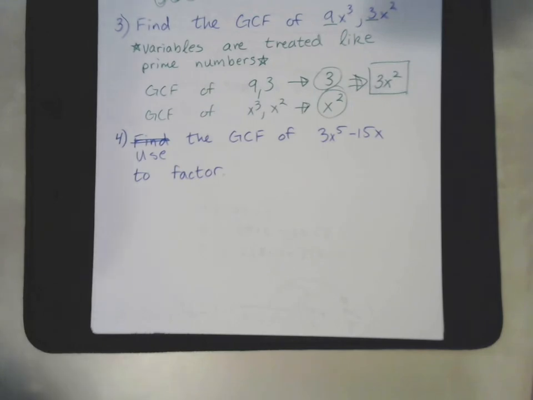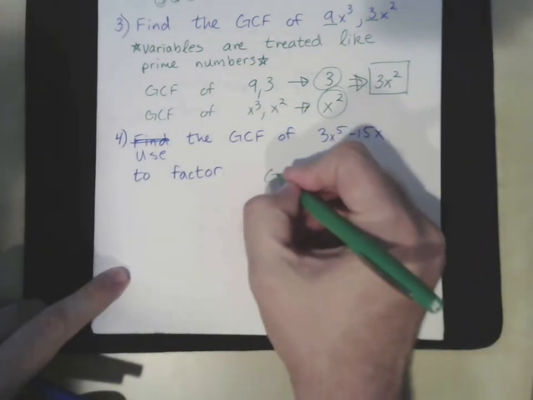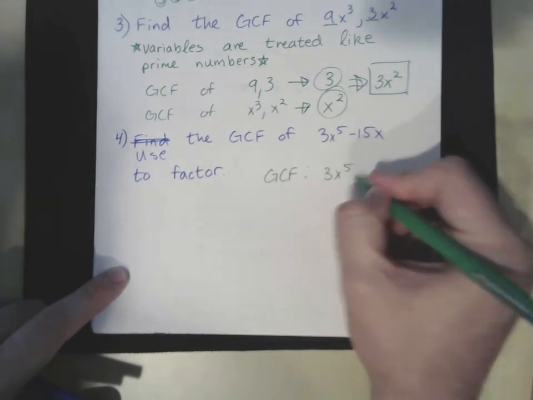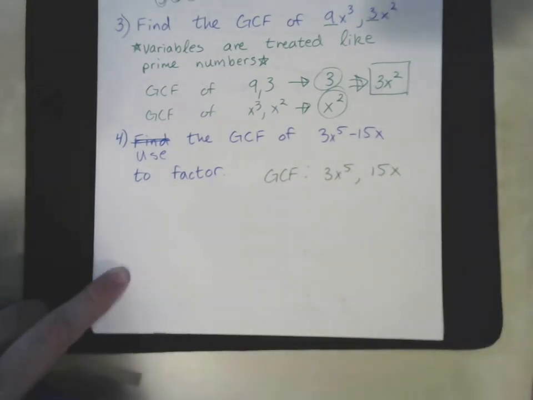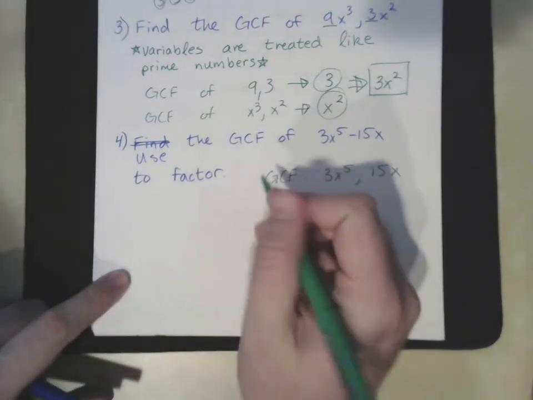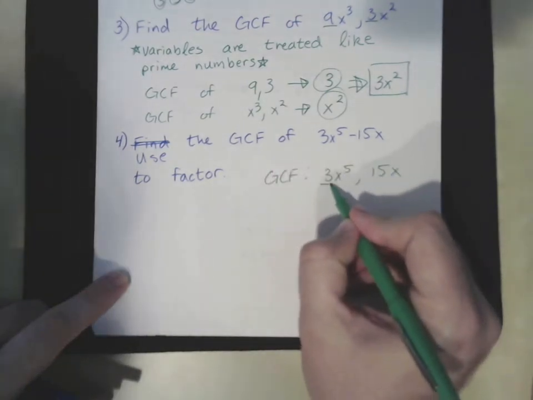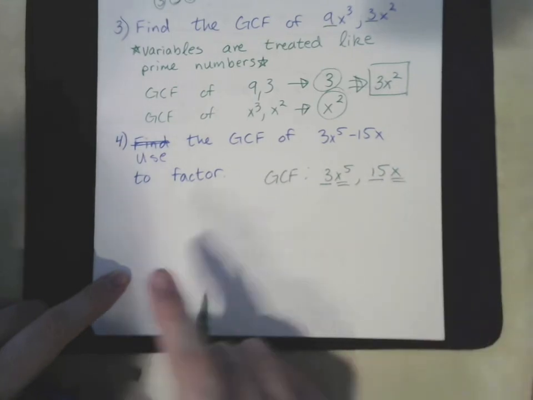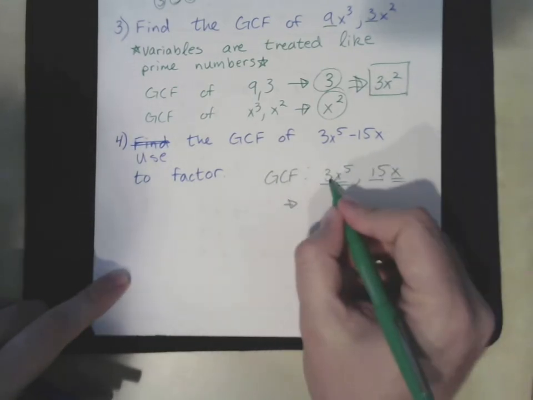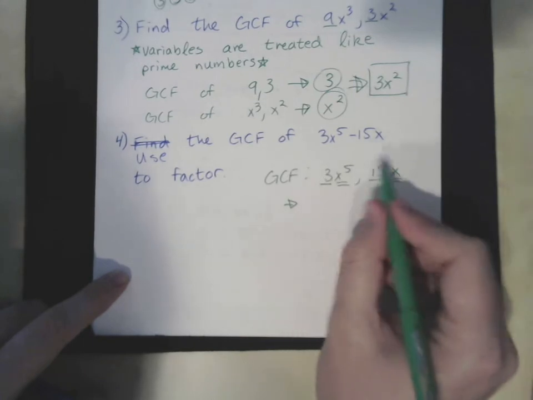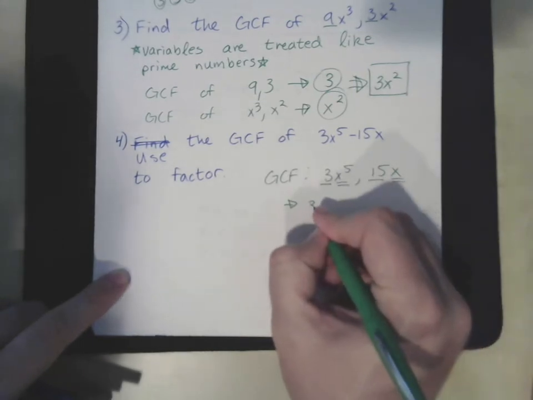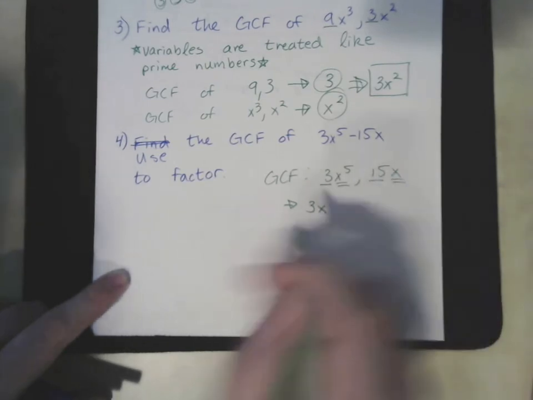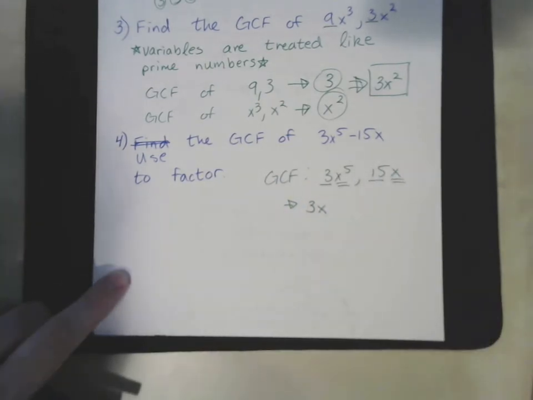So the idea is what we do is we find the GCF of 3x to the 5th and 15x. So again, we're looking at the 3 and the 15 versus the x to the 5th and the x. And our GCF, 3 divides into 15. 3 times 5 is 15. So our GCF is going to have a 3. And x goes into x to the 5th. And so our GCF is going to be 3x.